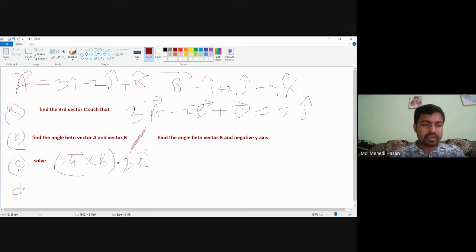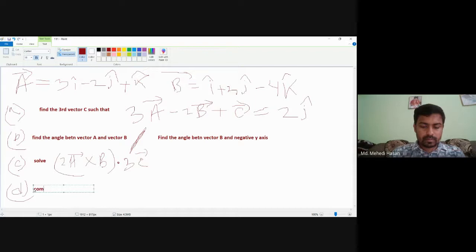And question number D, component of vector B along the direction of vector A. Okay.